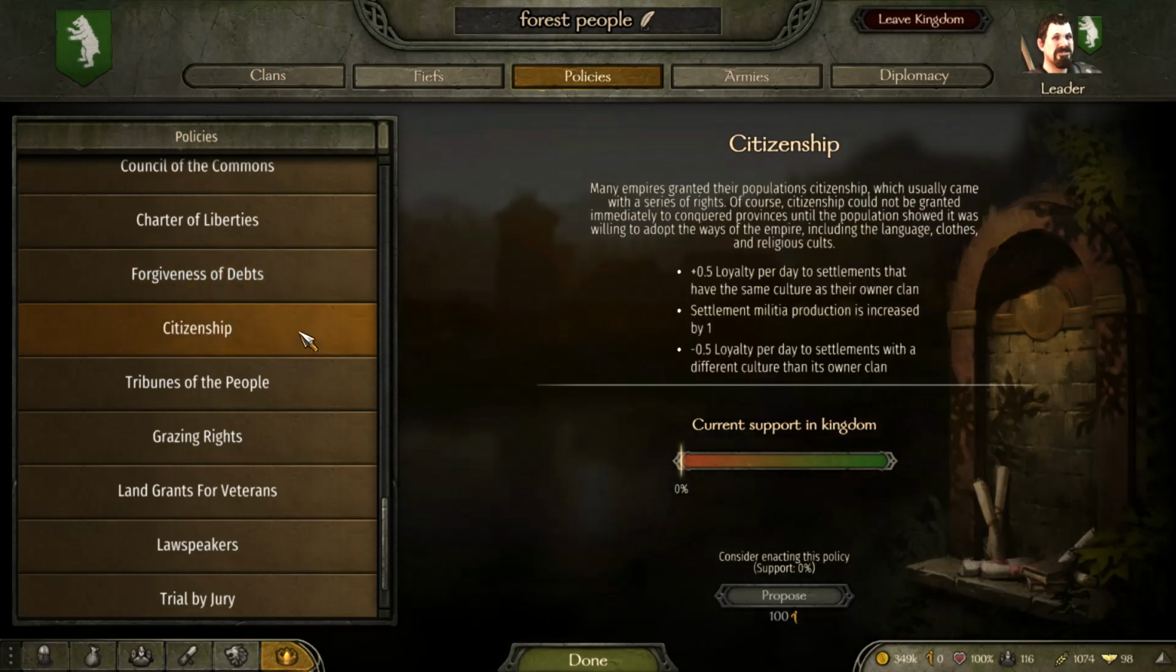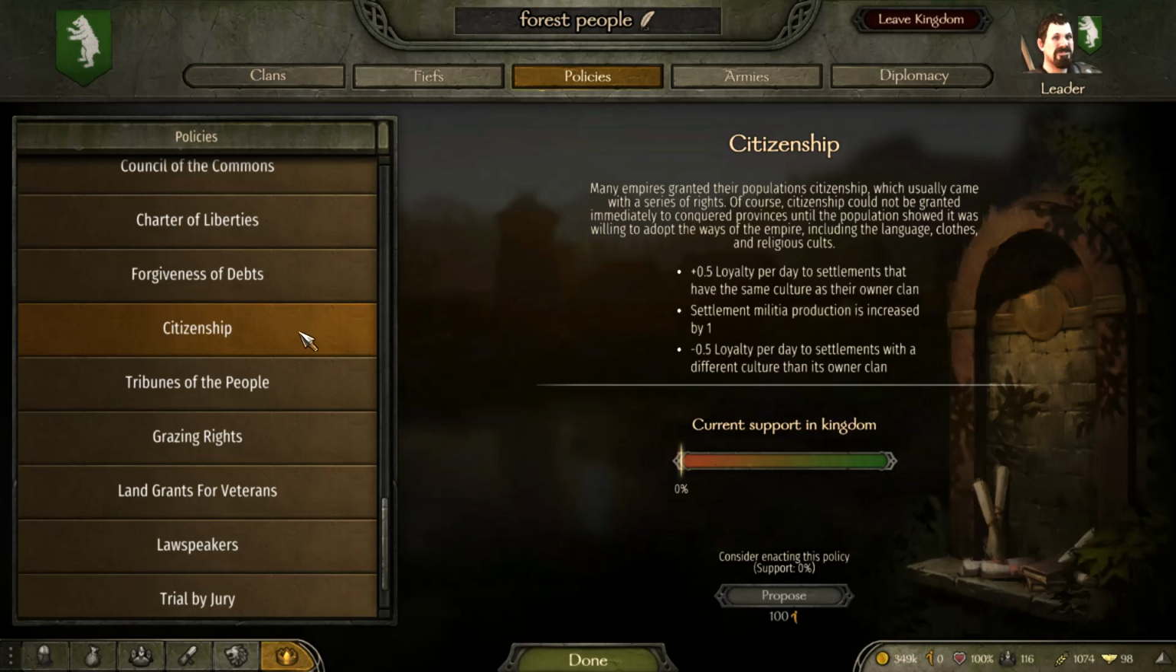So next we have citizenship, so 0.5 loyalty to your settlements that have the same culture as you. So if you're an imperial and you own imperial towns, they'll get 0.5 loyalty. Again, that's kind of just a boost because if you have the same culture anyway, then that's going to give you plus loyalty regardless. So it just gives you that little bit extra, but I wouldn't say it matters too much. Settlement militia is also going to go up by 1 per day.